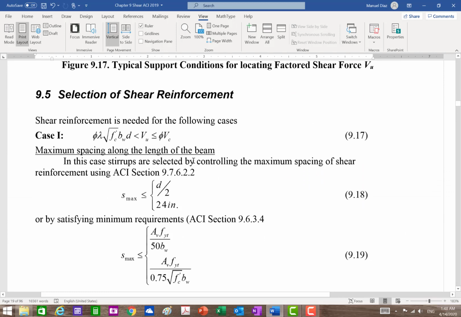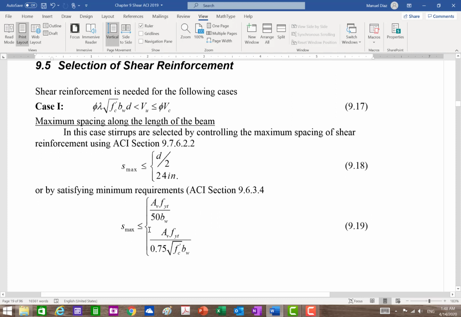So what are these cases? The cases are here. Okay? If your Vu is between V sub c and this number here, then all you have to do is check spacings. And that's all you have to do. There are 4 values you need to check. These 2 are based on the minimum requirements. Okay? Excuse me. And you always have to satisfy this. Okay?